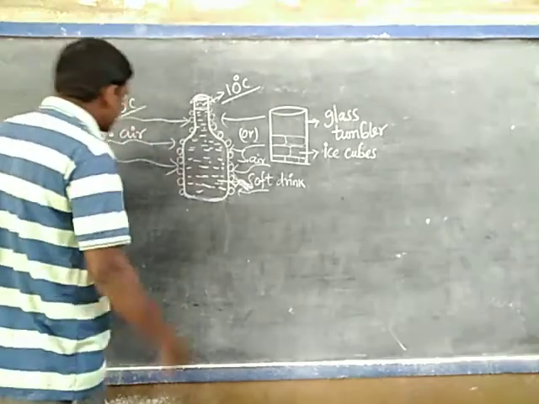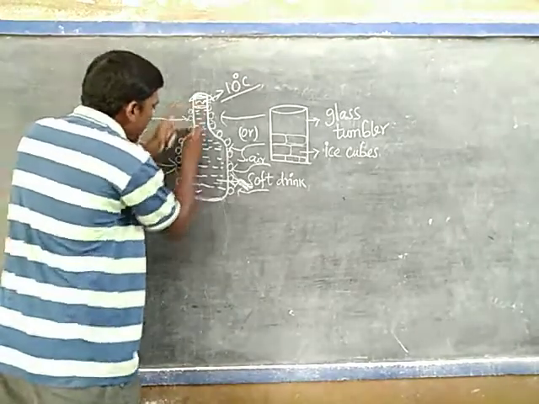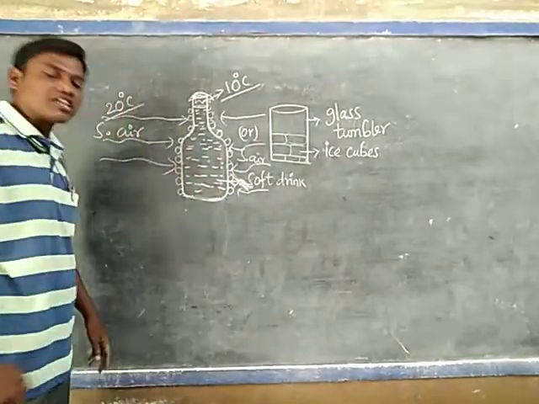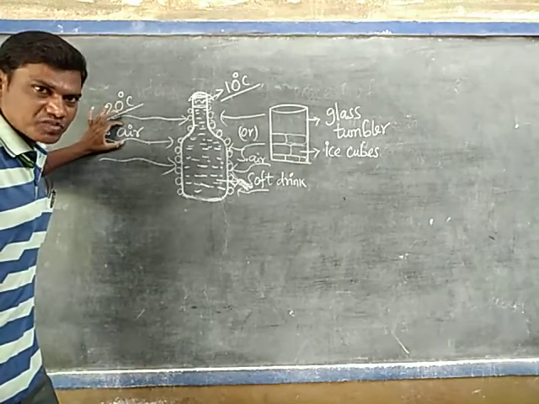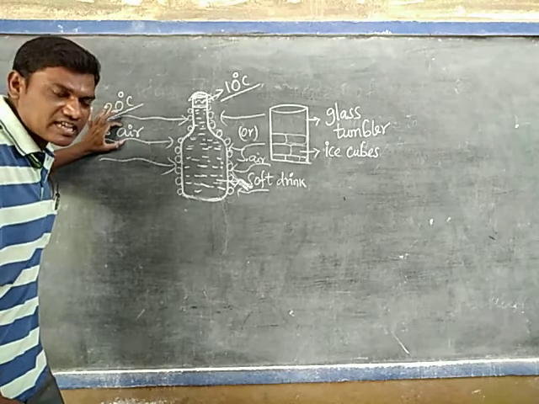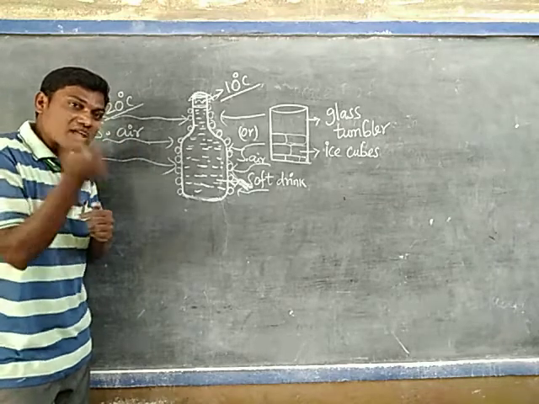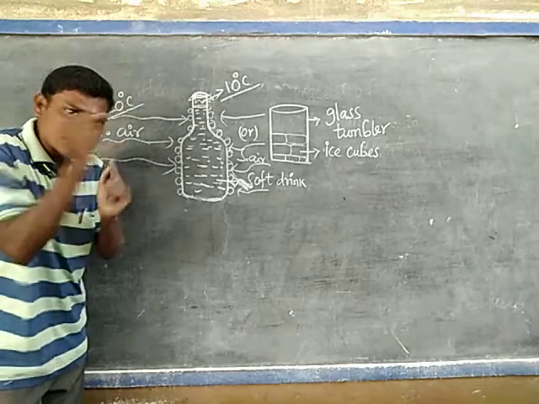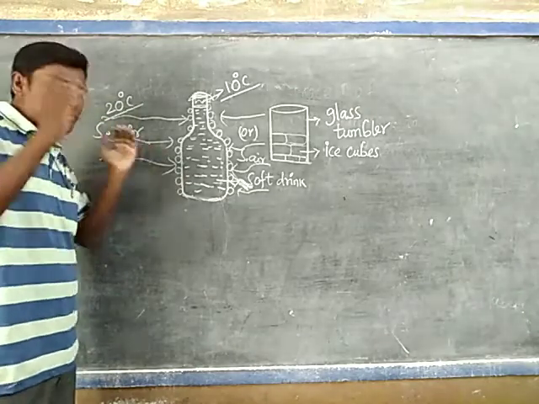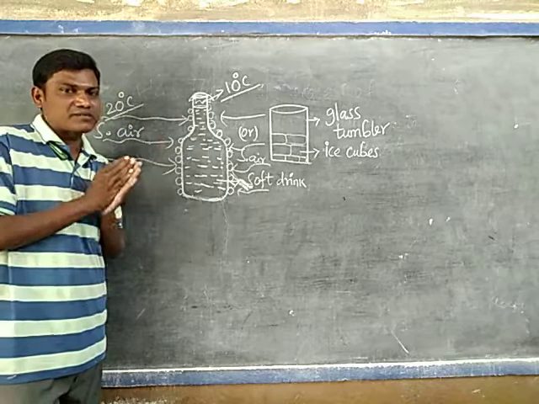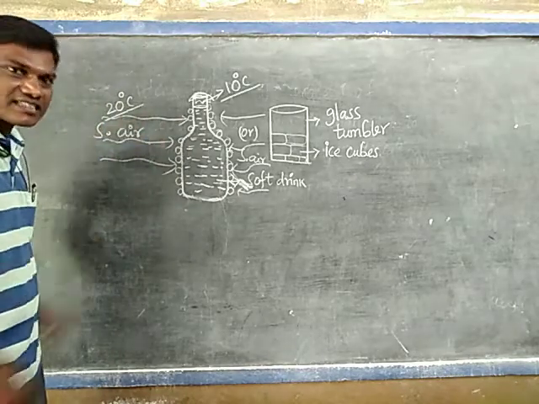Now here we are observing that the surrounding air, during its motion, touches the surface of the soft cold drink bottle. Then what will happen? Air is nothing but a mixture of a number of gases along with water vapor. Water vapor means it is in which state? Gaseous state. In the air, our main concept is water vapor. That's why water vapor is initially in the gaseous state in the surrounding air.